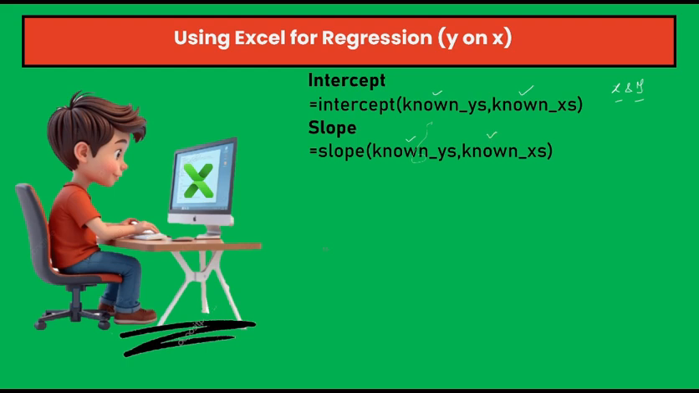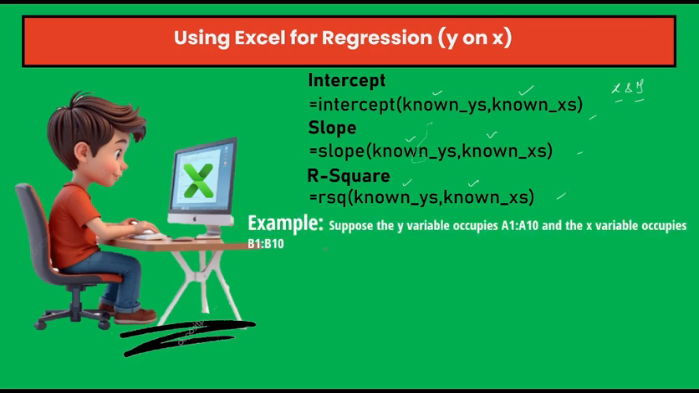Now earlier we have seen that R square is a measure which gives us an idea about the strength of the regression equation. So you get R square. The R square formula in Excel is equal to RSQ. SQ means square. RSQ, known y's and known x's. That means this concept of using the dependent variable first and then the independent variable is common in all three formulas in Excel.